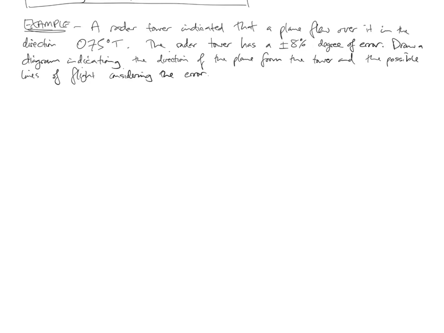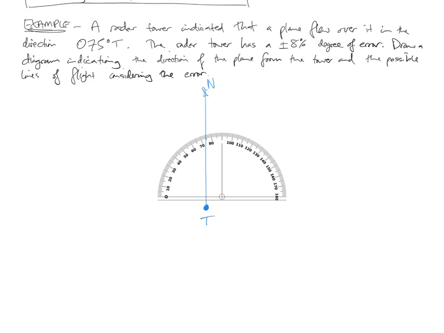We need to draw a diagram as if the plane flew exactly as it was supposed to. So the tower's here. Indicate true north, which is going to be straight up and down. Use a ruler, square it up with the edge of your page, in my case the edge of the iPad screen. That's true north, that's 000 degrees. I need my protractor. Done.